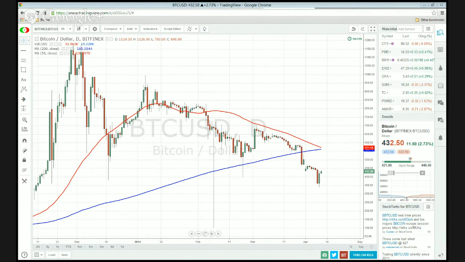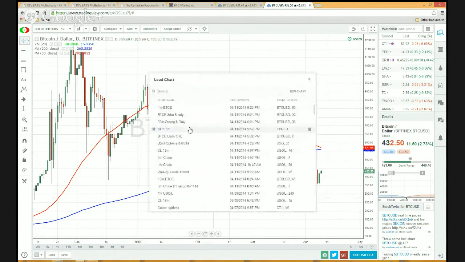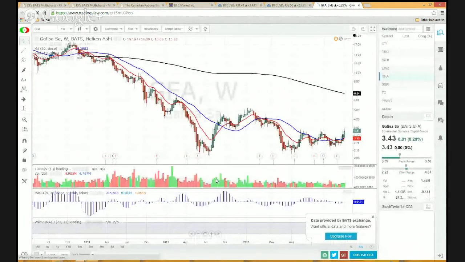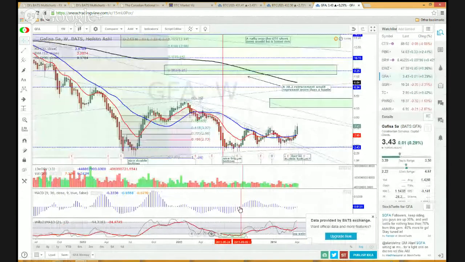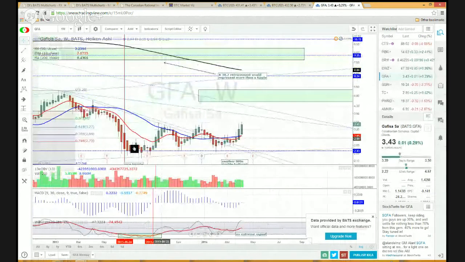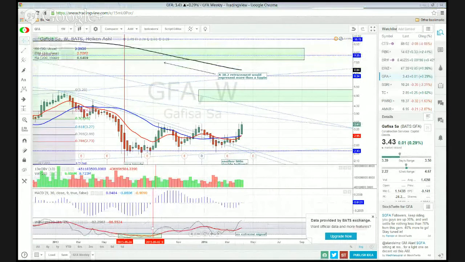I'll show you an example of a bull market. This, in my opinion, is a bull market. This is what you want to start seeing on the Bitcoin. It's higher highs and higher lows. So this is the kind of price action we need to see on Bitcoin for me to start getting super bullish.